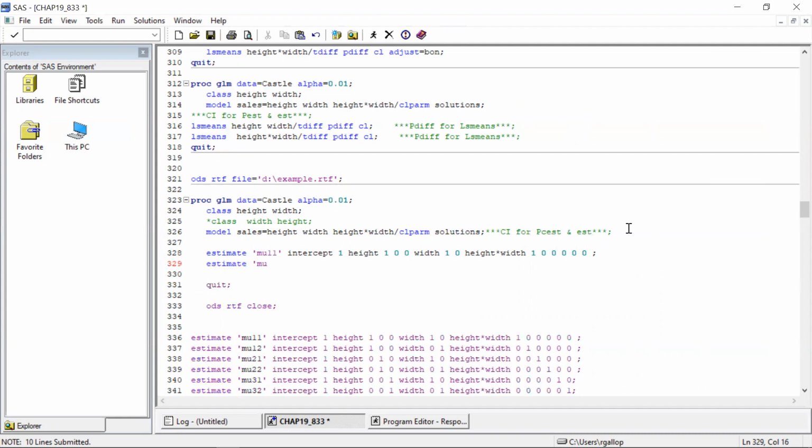So mu, height 1, width 2. So I got the width iterating in the height. So again, we go here, intercept 1. We're at level 1 of height. Width, we're at level 2, not level 1, level 2. And then for the height by width interaction, remember this is height 1, width 1, height 1, width 2. Height 2, width 1, height 2, width 2, height 3, width 1, height 3, width 2.